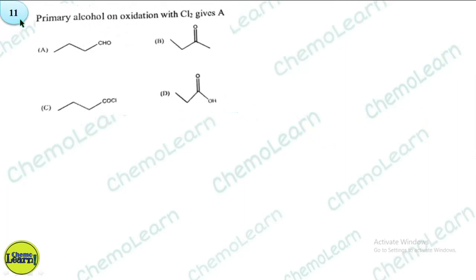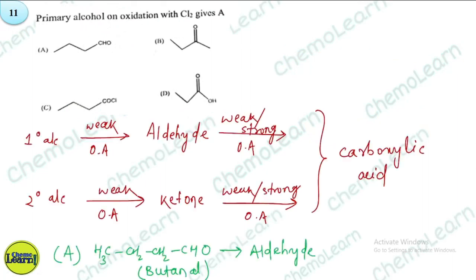Question number 11. Primary alcohol on oxidation gives aldehyde. Primary alcohol upon treatment with a weak oxidizing agent produces aldehyde, and then upon treating with a strong oxidizing agent, it forms carboxylic acid. So here we can get aldehyde, and in option A we have this aldehyde, butanal.